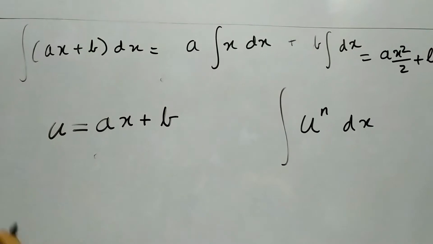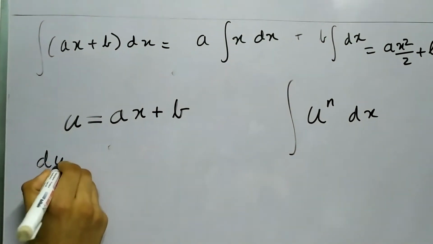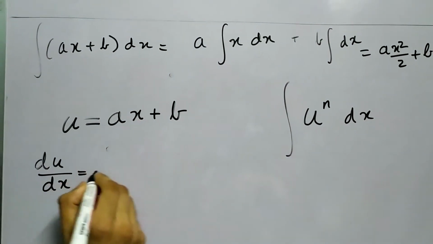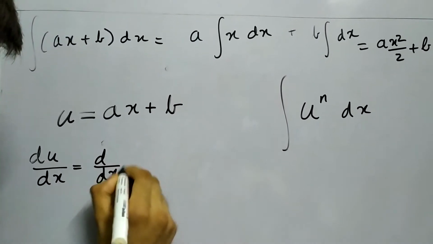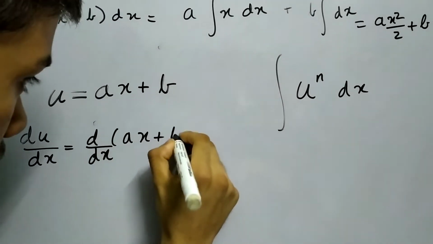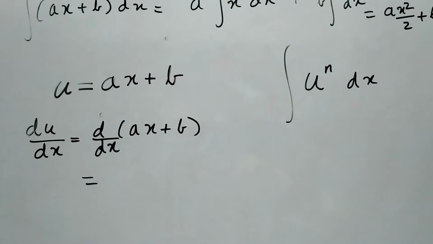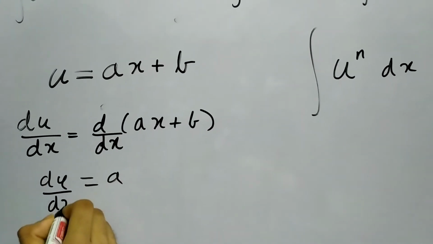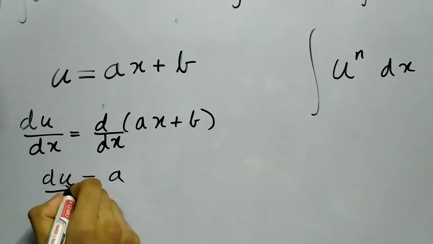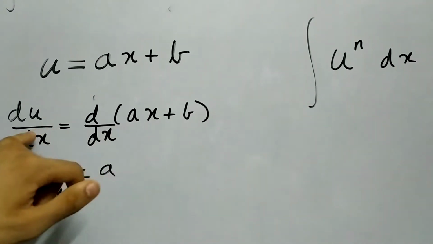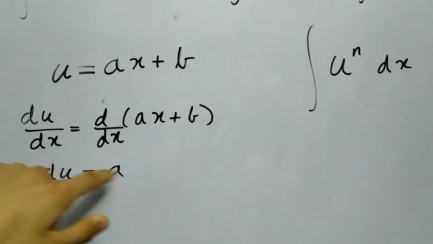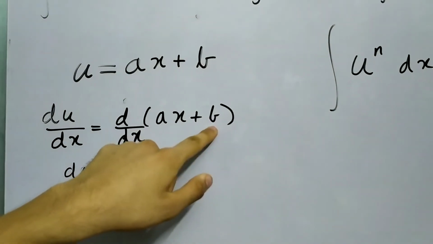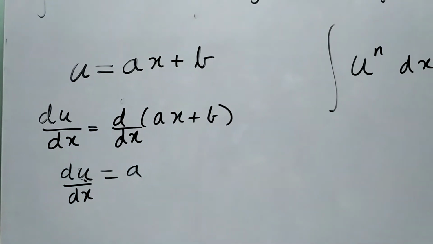We differentiate both sides by x. So du by dx is d by dx of this entire expression, and this is a. You can easily check: a comes out, d by dx of x becomes 1, and b is a constant, so db by dx is 0.